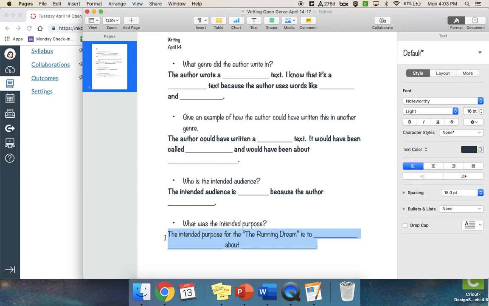So in your own writing, what genre did you write in? And then how do you know that? Do you have those same words that the author used? Does your text look like an informational text if that's what you are doing? Also, give an example of how the author could have written this in another genre. So if you wrote about COVID-19 and it was very informational, could you then write a narrative about living in this time dealing with COVID-19? Okay. And then who was the intended audience of your piece? Who were you speaking to? Who were you hoping would read that? And then what was the intended purpose? So the intended purpose for that was to inform, persuade, entertain.